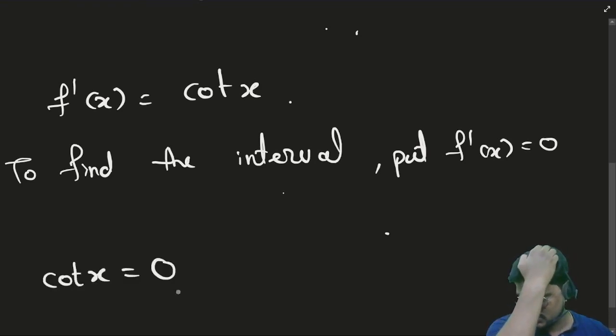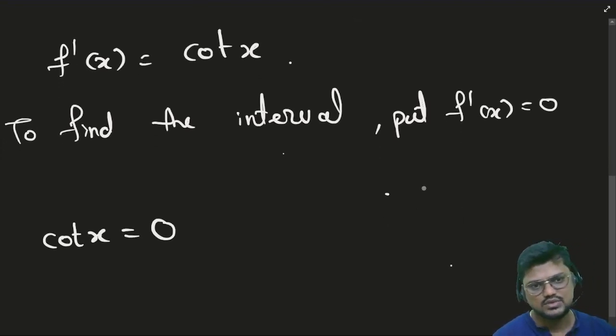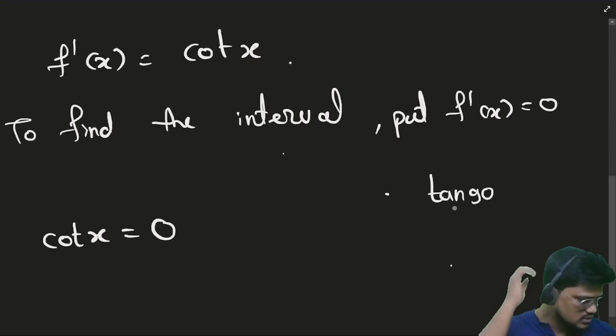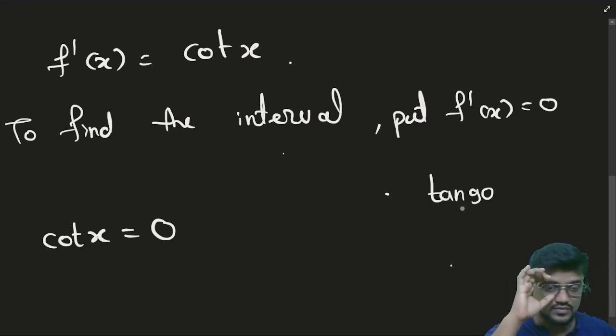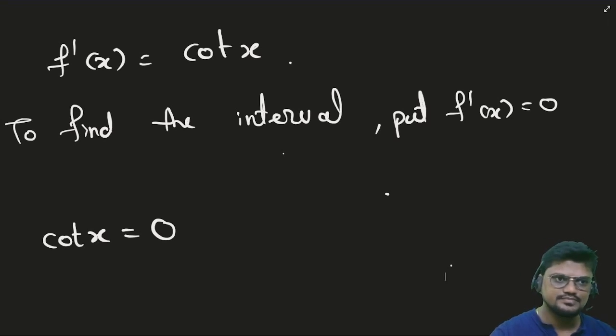Now, cot of what is equal to 0? We know that tan 0 is 0, cot 0 is infinity, sin 90 is 1, cos 90 is 0, tan 90 is not defined. Okay, wait. Cot of what is 0?